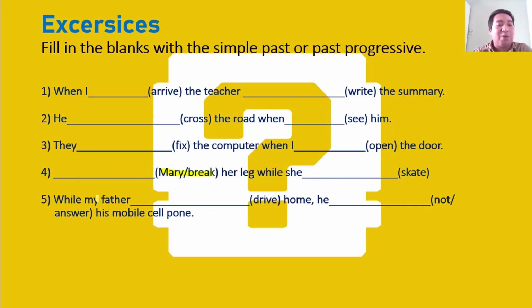We have number five. While my father, we can use past progressive. While my father was driving home, and we can use here negative statement for simple past. He didn't answer his mobile cell phone.